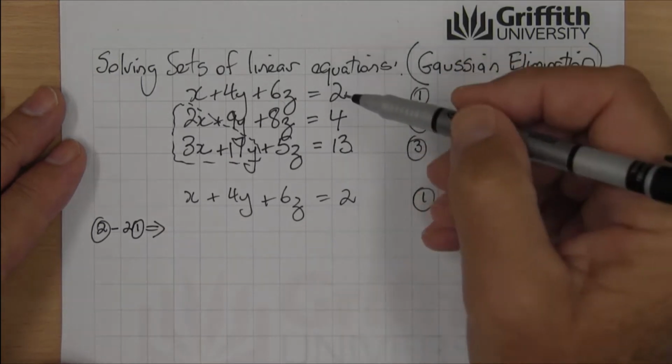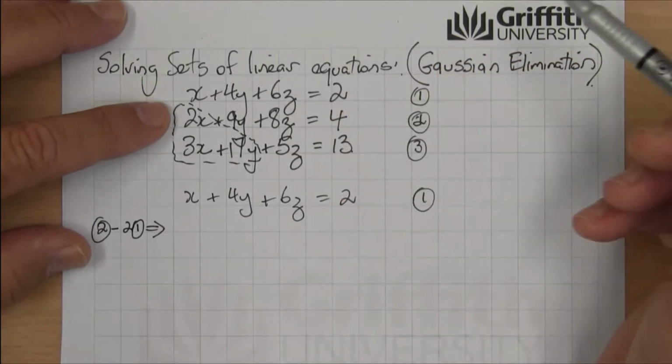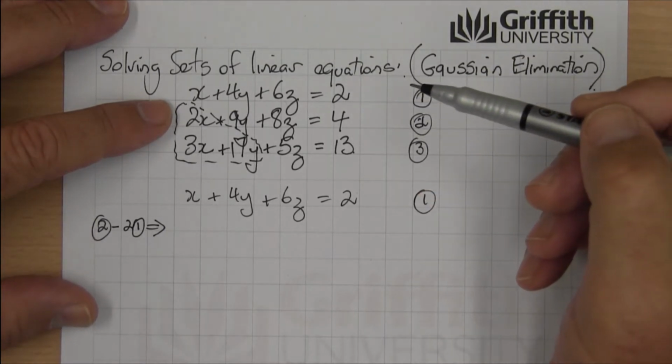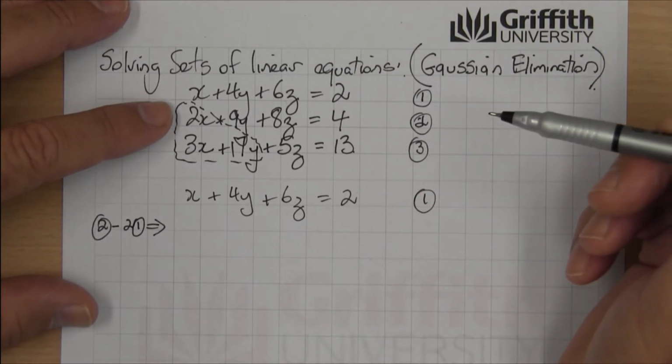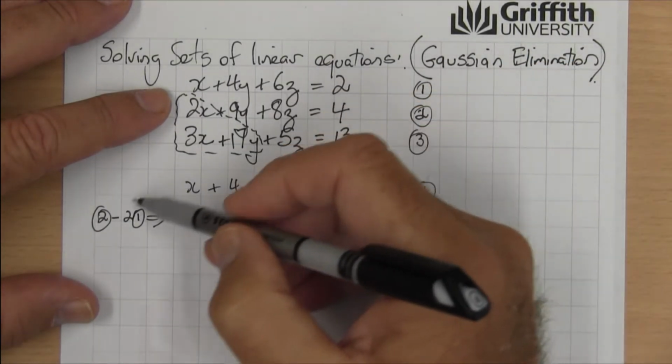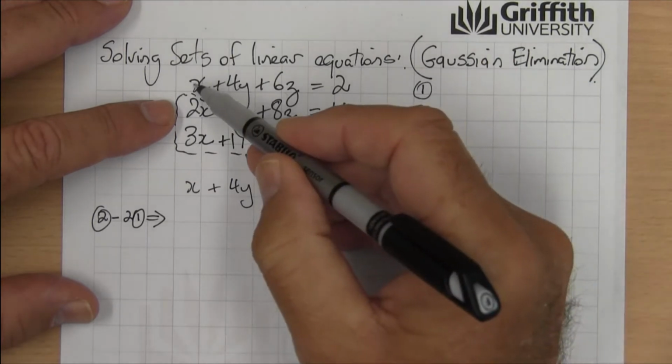And away we go. There are lots and lots of little calculations here. It only takes one little calculation to get wrong and the whole thing gets wrong. So you need to be really careful when you're doing the multiplication. So equation 2 minus 2 lots of that.